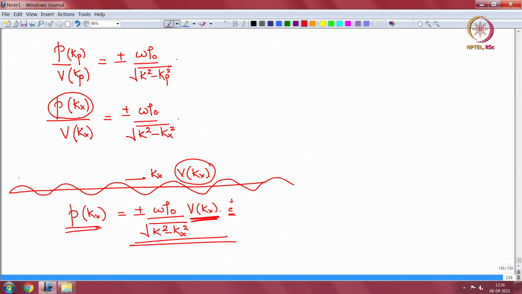What is the pressure on the surface? This describes the pressure right on the surface. That pressure is equal to omega rho 0 with a plus minus sign divided by square root of k square minus kx square. Okay. So this result is important for us.